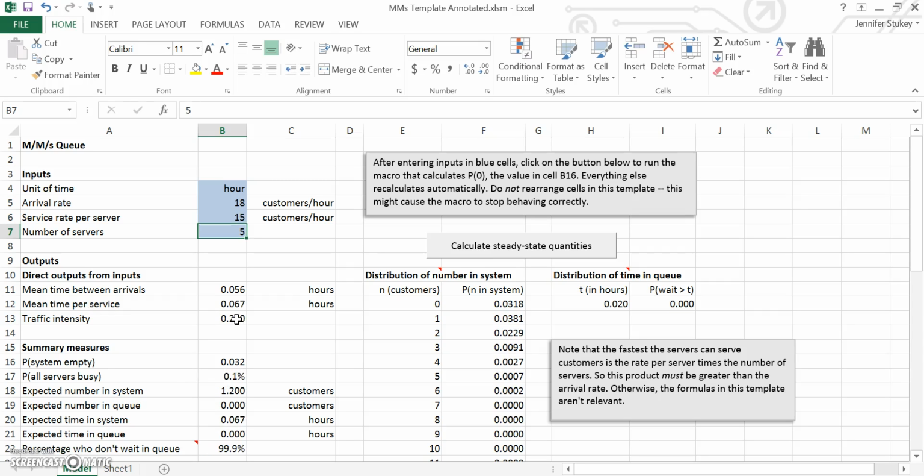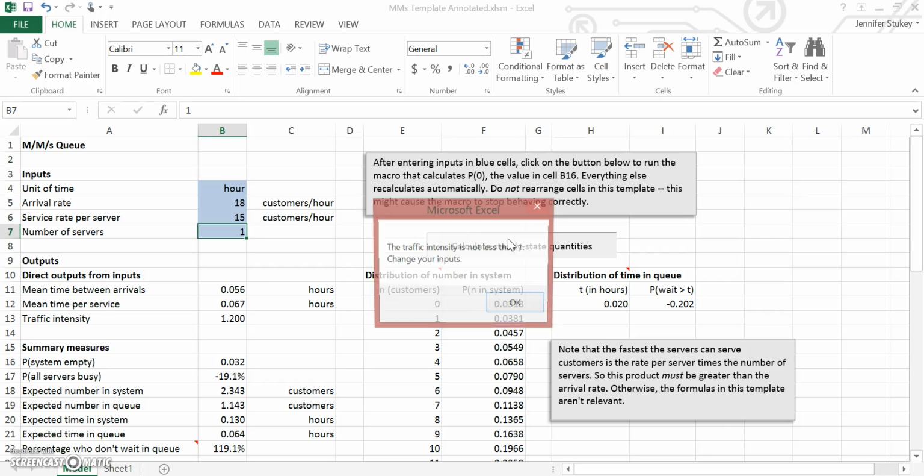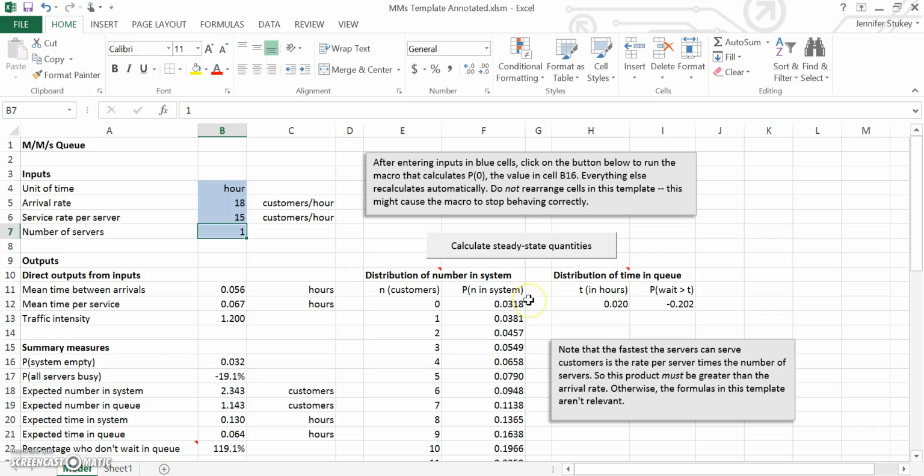All right, so let's enter 1 and see if we can do this calculation with 1 server, because the question we're looking at is how many servers should be used. We can't get to steady state unless we have more than 1 server. So let's put it at 2 and calculate our steady state quantities. And we can use 2 servers.